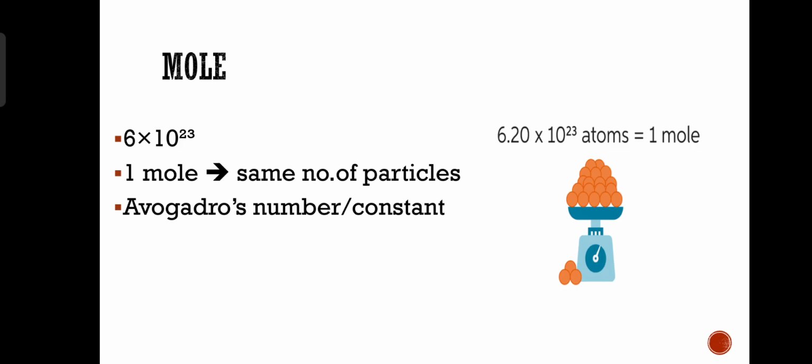Like for pencils, you need 1 dozen of colored pencils. You need 1 pair of shoes. So these are different units we use in daily life to buy different things. When we talk about different things, we use these units.